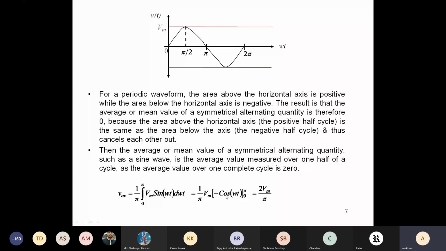Am I doing it correctly? So minus cos, and the limits are from 0 to pi.